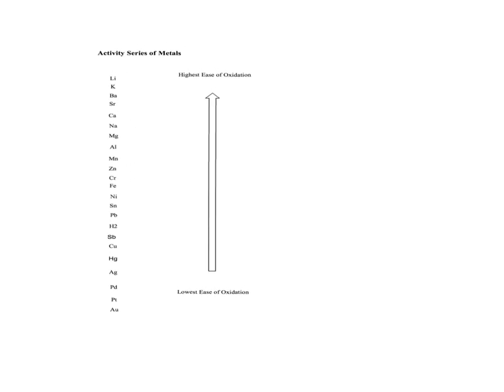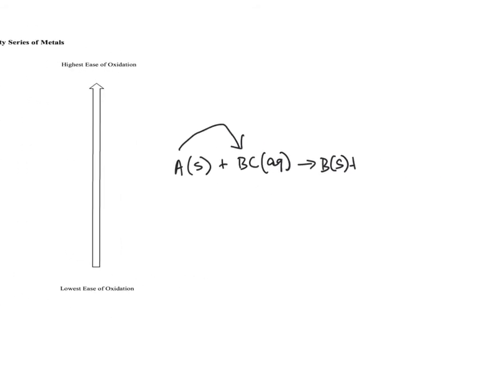So that last reaction, I just wanted to show it to you again. And you look at the pattern for these reactions: A is the metal in the solid state, and then you have BC is the molecule. It's a metal ionic compound, which is completely dissociated in the aqueous phase. And then the A bumps out the B, right? So you end up with B solid plus AC aqueous. So that's the situation if the reaction occurs.